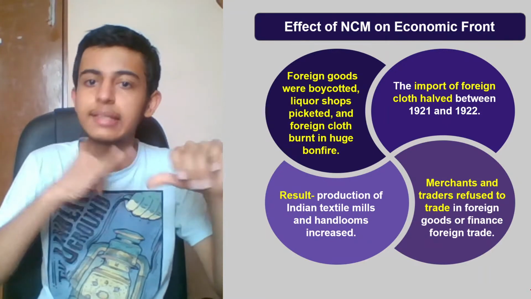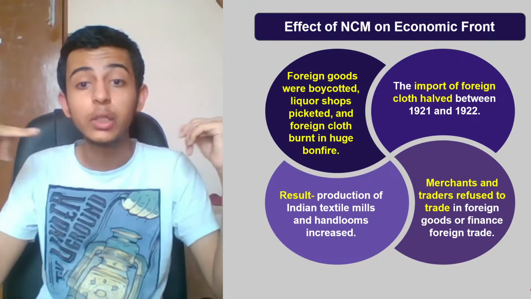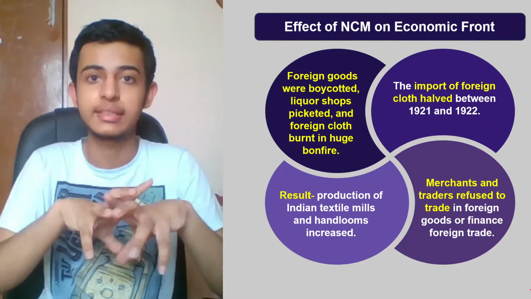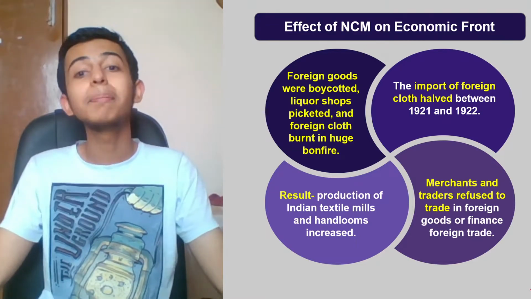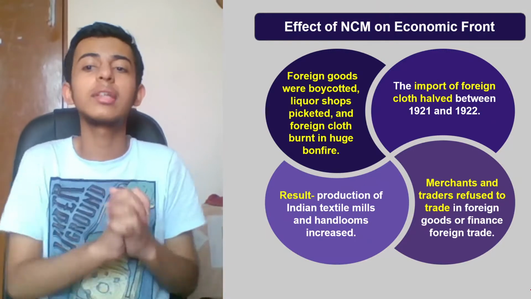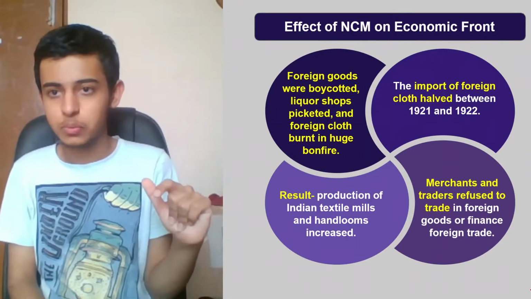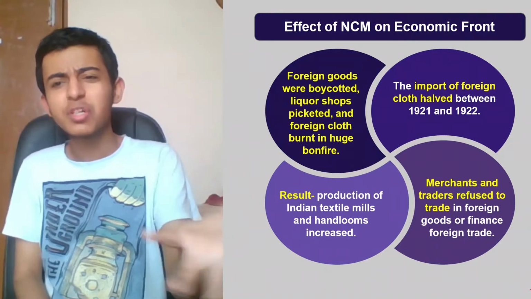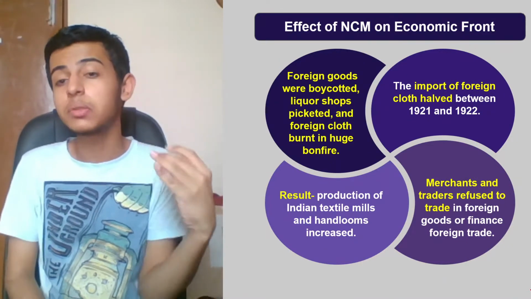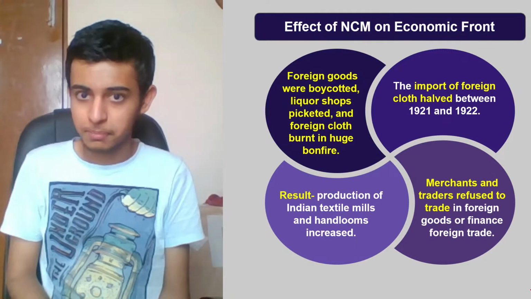Liquor shops were picketed. Foreign cloth was burned in huge bonfires, right? Because they wanted to promote their nation's strength. They wanted to replace everything with Indian goods. Import of foreign cloth halved between 1921 and 1922. As I said, they were not importing the foreign cloth, because they wanted to promote satyagraha and not cooperate with the British.